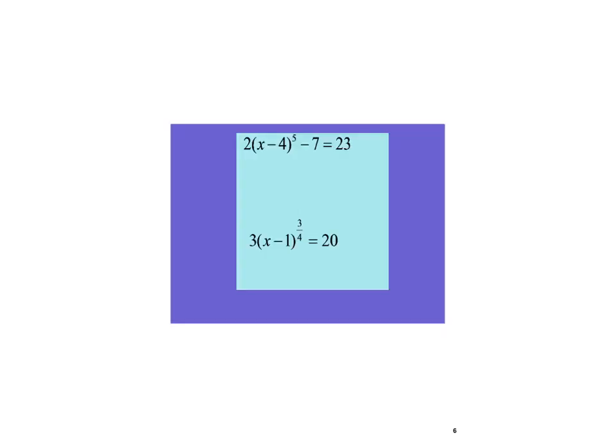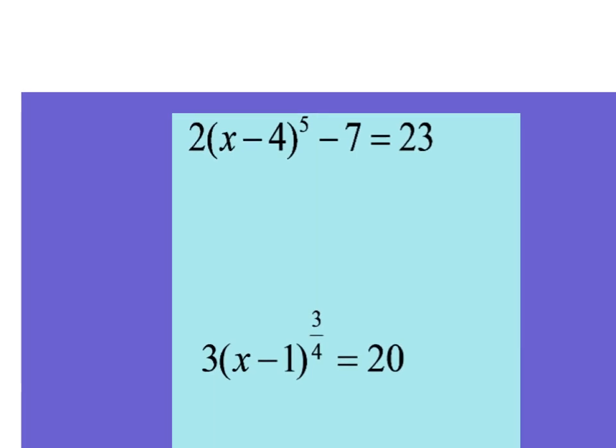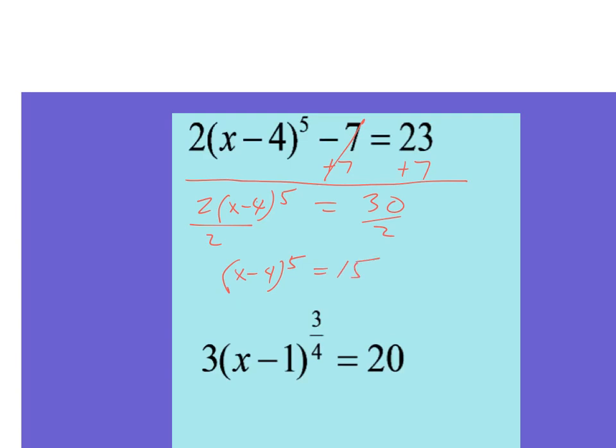Okay, a couple more examples here. Here we have one that doesn't have any root at all, but we do have the 2 and the -7 there to get rid of first, and so I'm going to add the 7 to both sides. Again, we'll undo, it's kind of reverse order of operations. We'll undo the addition and subtraction first, and then worry about the division and multiplication. And so that gives us 2 times (x minus 4) to the 5th equals 30. The 23 plus 7, because what was done onto the left side must be done onto the right. Now I can divide both sides by 2. So I have (x minus 4) to the 5th equals 15.